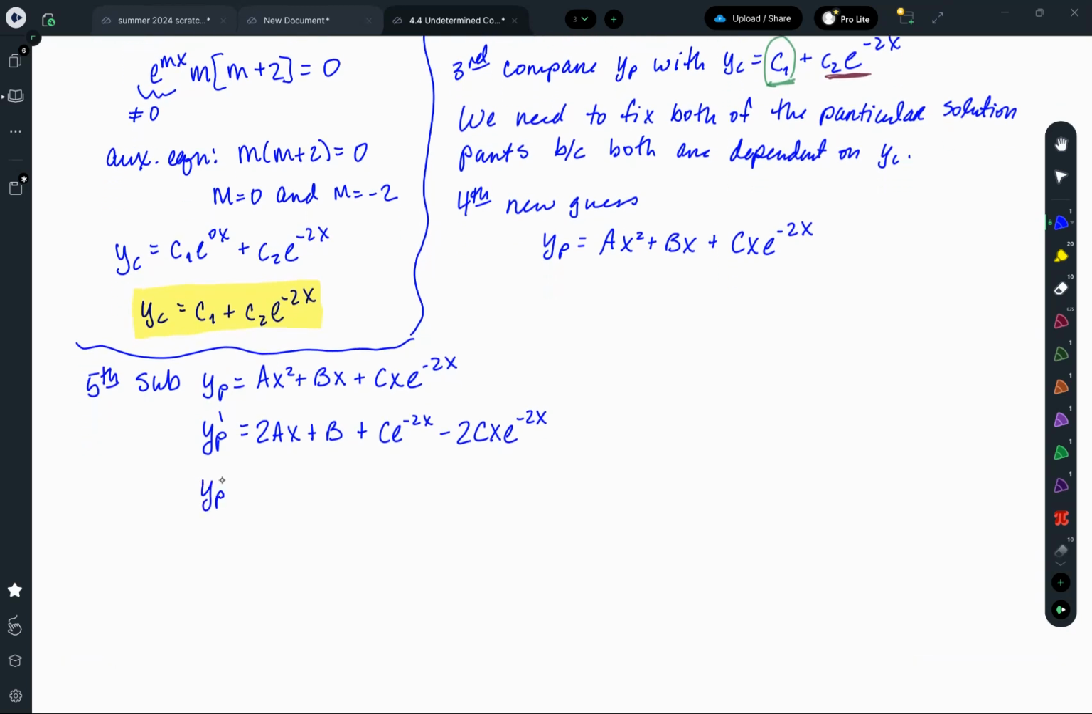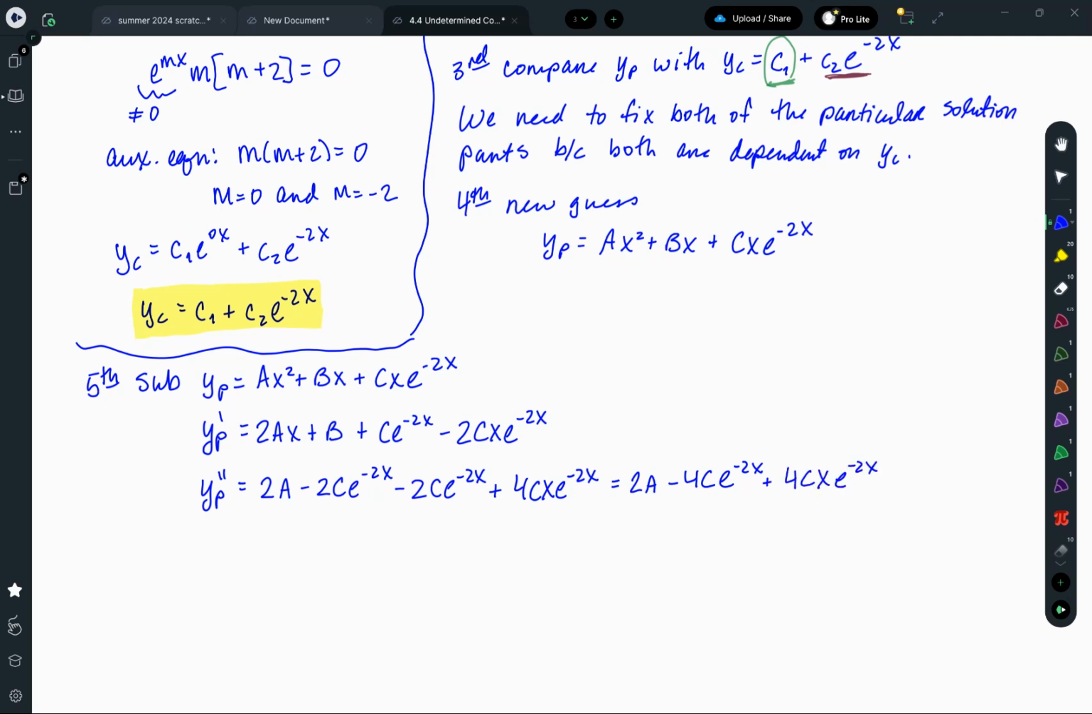And y sub p double prime will be equal to 2a minus 2c e to the minus 2x minus 2c e to the minus 2x plus 4cx e to the minus 2x. So each time I came across that x e to the minus 2x, I had a product rule. And so that gave me a little bit more work to do. The y sub p double prime has two like terms. I will combine them. So I have 2a minus 4c e to the minus 2x plus 4cx e to the minus 2x.